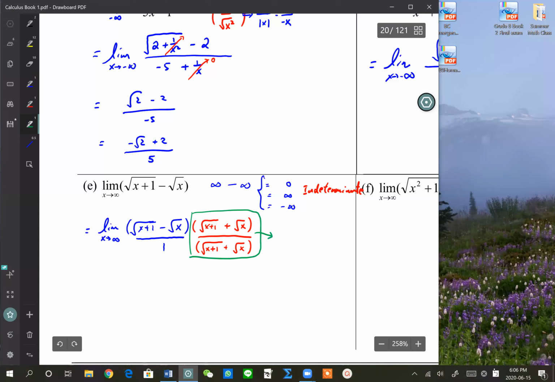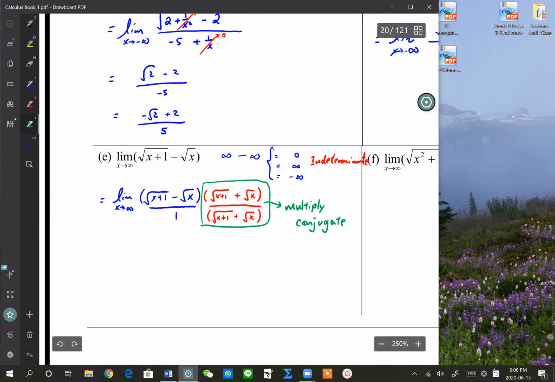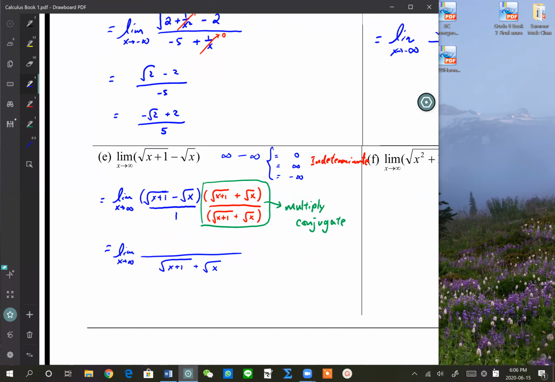Okay, let me box that. Multiply by the conjugate. The reason I think of that is because we want to have a fraction, and then we can do the same thing as we did in A, B, C, D. So once we multiply by the conjugate, the denominator is the same, right? What does the numerator now become, Jeffy?